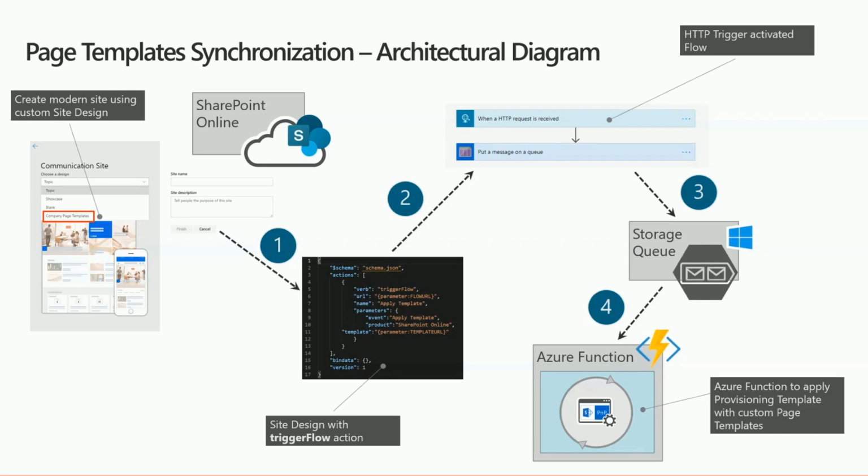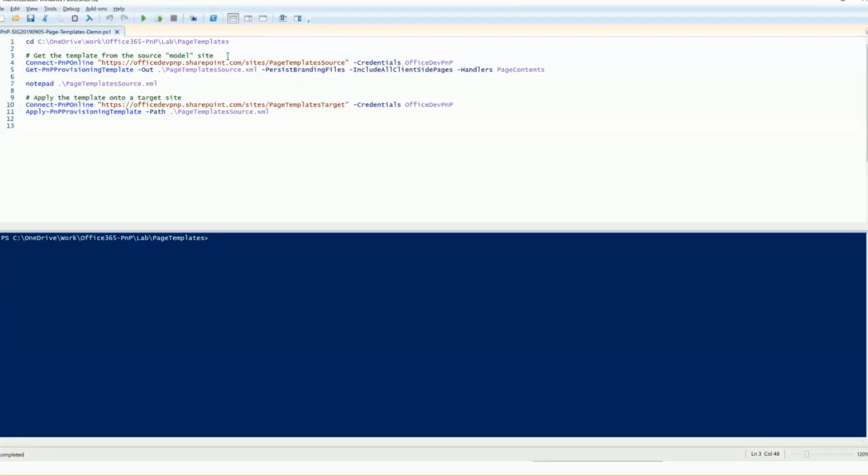So how can we do that in practice? First of all, from a PnP point of view, we can connect to a site which can be the source repository of our page templates, and we can get the provisioning template out of that site. We have to declare that we want to include all the client-side pages. We target the page contents handler only, so that we will get a very clean and simple provisioning template.